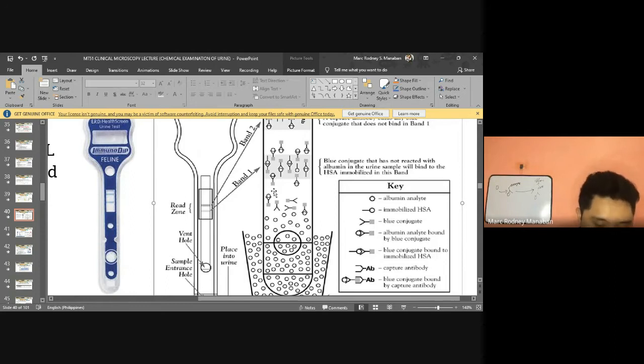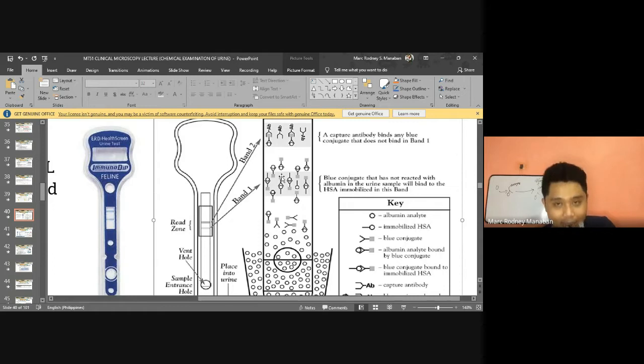It will bind to your reagent here. Okay? It will bind your reagent here. So sa reagent, blue conjugate. Blue latex particles na naay antibody to albumin. Okay? Alright. Now, of course, gikan pa lang diri dears, if naay albumin imuhang patient sample, mo bind na sila diri sa imuhang reagent. Okay? So, of course, they will move upwards.